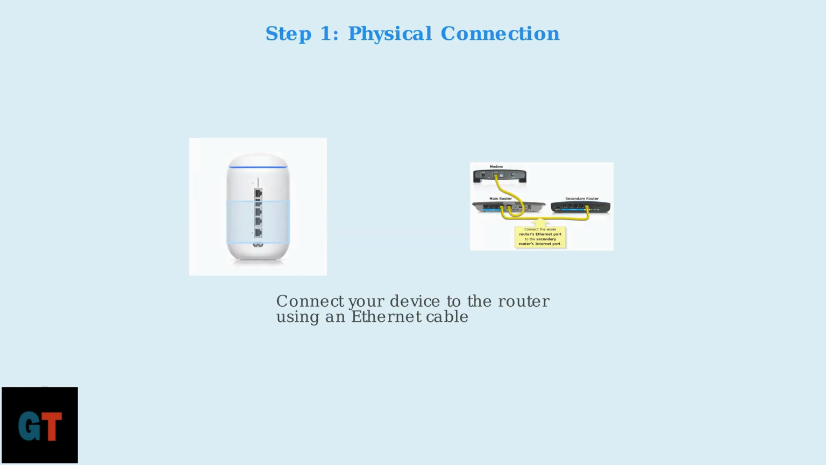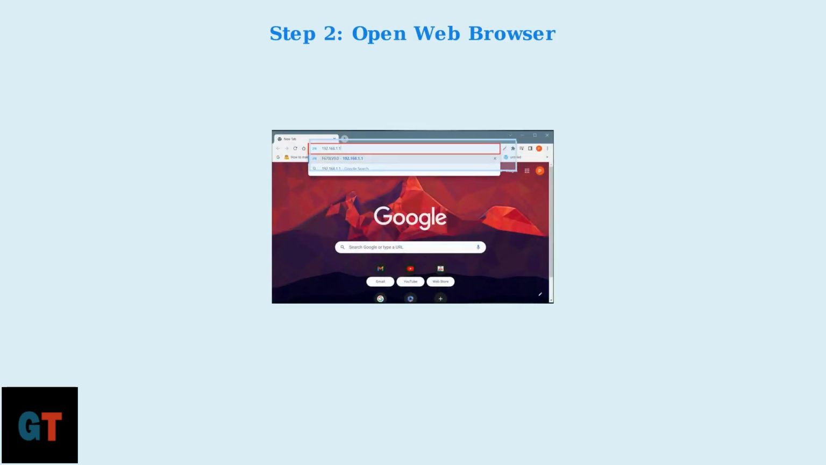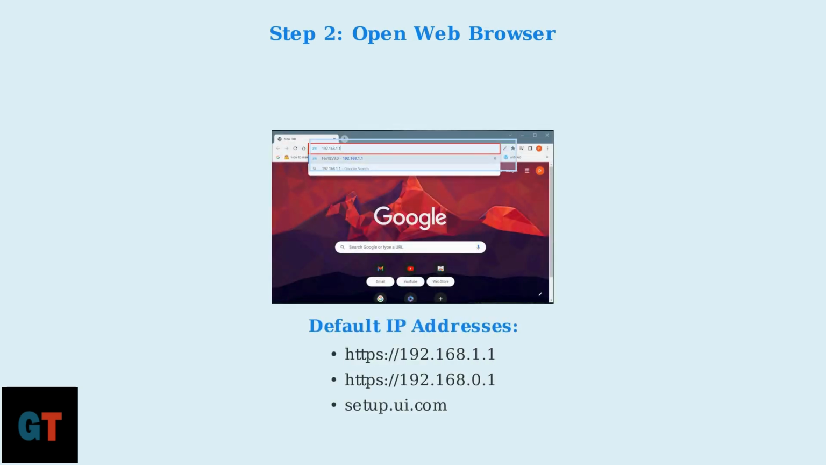Connect an Ethernet cable from your computer or device to one of the numbered Ethernet ports on the back of the router. Next, open your web browser and navigate to the router's IP address. The most common default addresses are 192.168.1.1 or 192.168.0.1. Always use HTTPS for secure connection. Alternatively, you can use setup.ui.com for initial configuration.